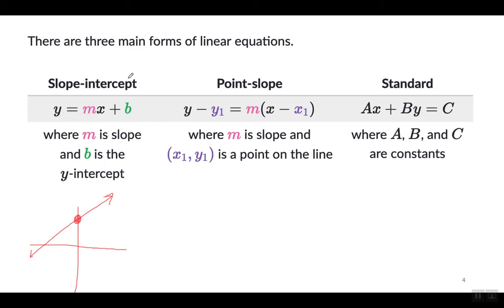el Slope-Intercept Form, que se escribe en esta forma, y igual a mx más b. El m representa el slope y la b representa el y-intercept. Eso significa donde la línea cruza el axis de Y, el número que está ahí. O cuando X es igual a 0, ¿qué valor tiene Y? Eso es el Y-intercept. ¿Okay?